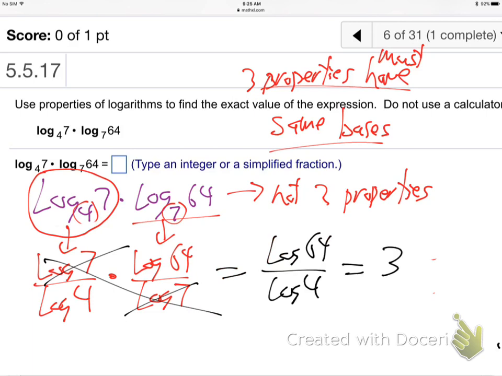Hit the buttons on your calculator. Isn't it 3? You guys have your calculators with you? I think it should be 3. I know it's 3. So make sure you can get 3 on that. And that's the answer.